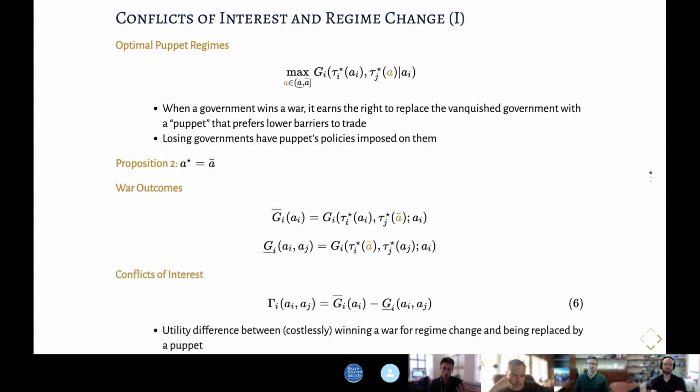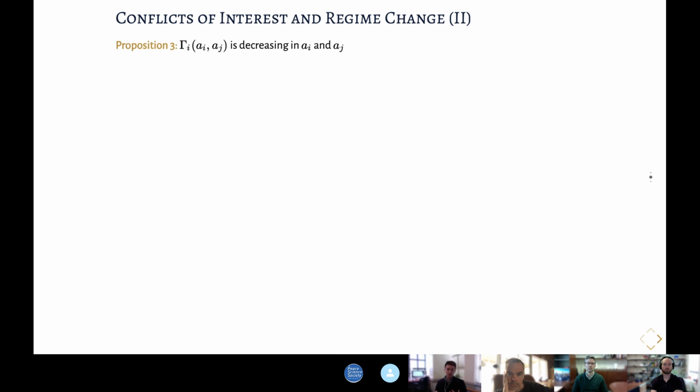I'm going to define the home government's conflict of interest vis-a-vis the foreign government as simply the difference in these utilities, the difference in what I get in the best case scenario when I win a war and the worst case scenario when I lose a war. It's probably not surprising that as I make the governments more and more liberal, this conflict of interest is going to be decreasing. In the extreme case where the governments are maximally liberal, when left to their own devices, they're going to implement free trade. And if they were replaced, they would be replaced by a maximally liberal puppet that would also implement free trade. So war basically delivers nothing in this world, and the conflict of interest is zero.